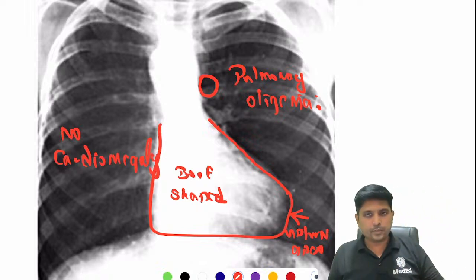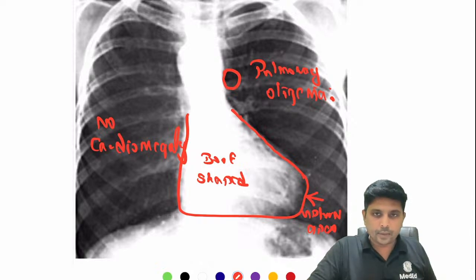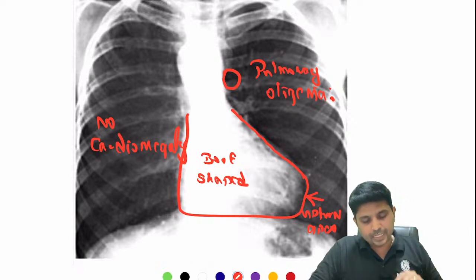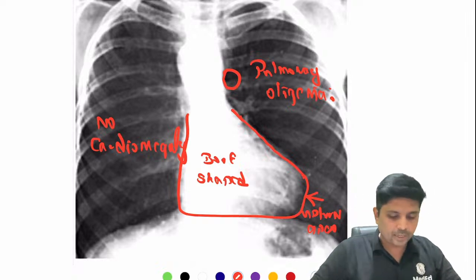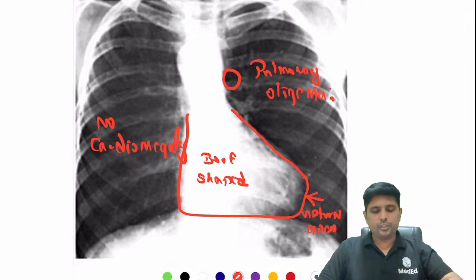So what is this? No pulmonary oligemia, no cardiomegaly, boot-shaped heart, apex of the heart doesn't touch the diaphragm. Normally, the apex of the heart touches the diaphragm. This is called tetralogy of Fallot.